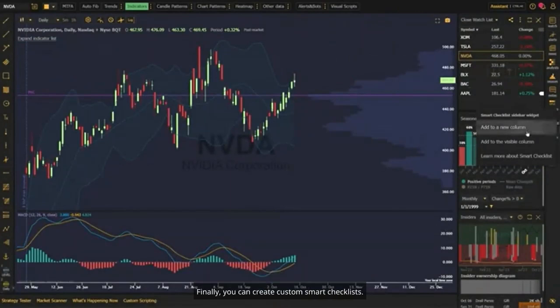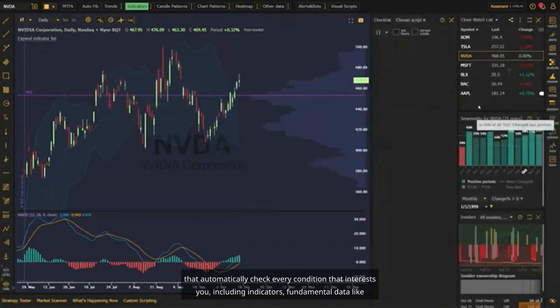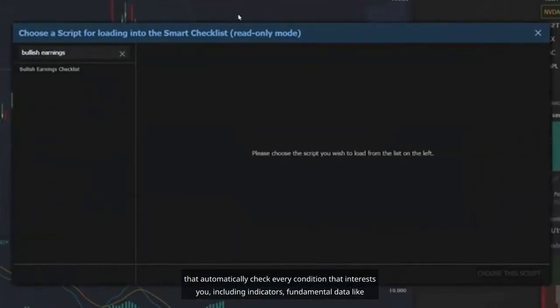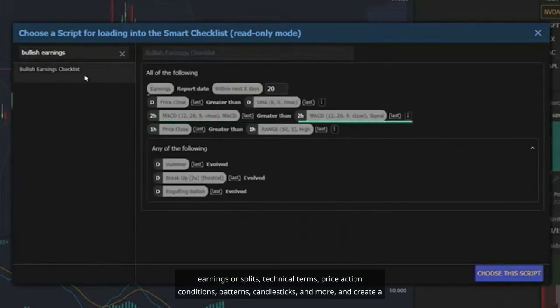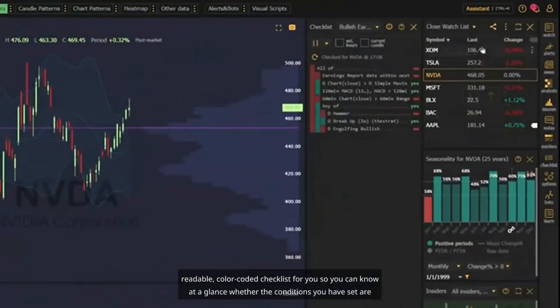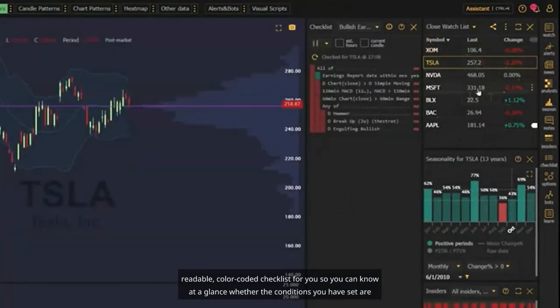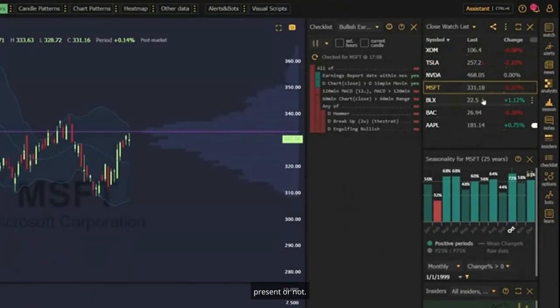Finally, you can create custom, smart checklists that automatically check every condition that interests you, including indicators, fundamental data like earnings or splits, technical terms, price action conditions, patterns, candlesticks, and more, and create a readable, color-coded checklist for you, so you can know at a glance whether the conditions you have set are present or not.